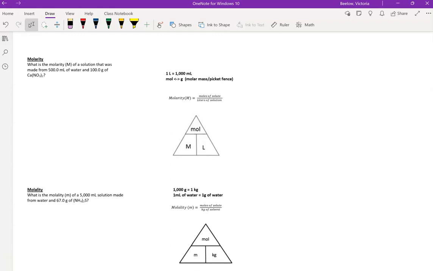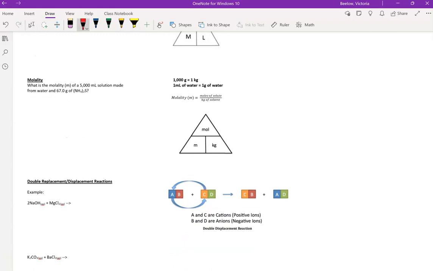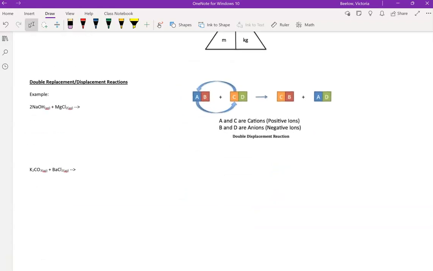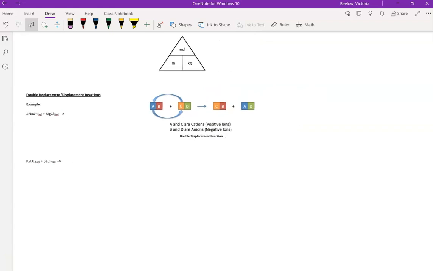Molarity and molality. You will have to calculate molarity later in chapters 14 and 15 when we start talking about acids and bases and concentrations, so I still want to review that. And you will have to be able to calculate molality moving forward in chapter 13 because there is an equation that requires you to calculate molality, which is the little m. And then we will also be doing some double replacement or displacement reactions, which we actually covered last semester.